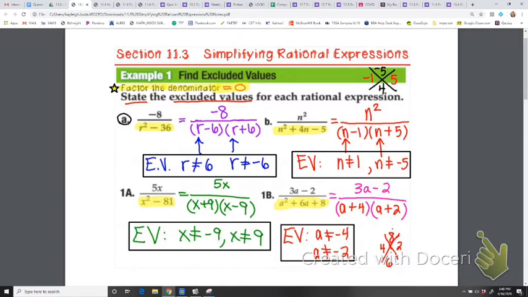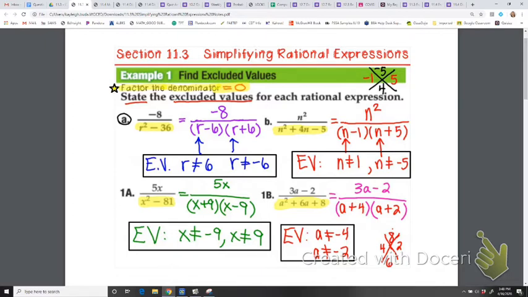Letter B, so now we have a trinomial in the denominator. So this goes back to chapter 8 again. A little above that, you can see the X model chart that we did. Find factors of C that add up to B. So I need to think of 2 numbers that multiply to negative 5 and add up to a positive 4, and those are 5 and negative 1. So the denominator factors into n minus 1 and n plus 5. So the excluded values: n can be anything except for a positive 1 and a negative 5.